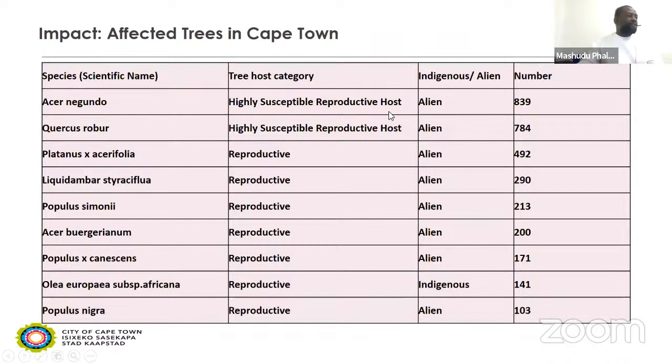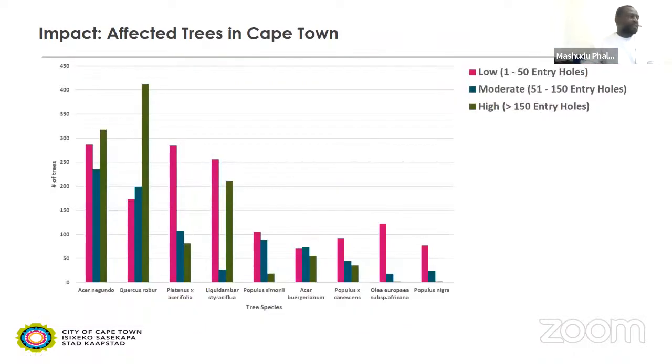However, most of the exotic trees that are being attacked are champion trees, and some of them are very important historic and cultural trees as well. So from an urban forest conservation point of view, it is still concerning to have this number of trees attacked by this beetle.